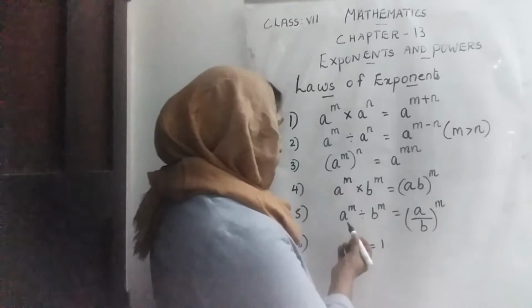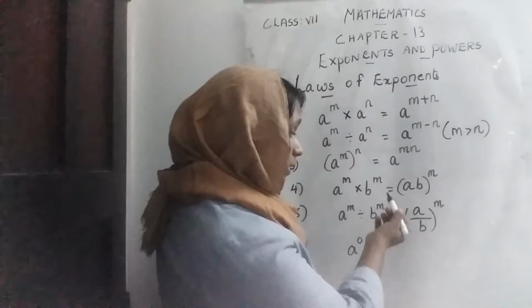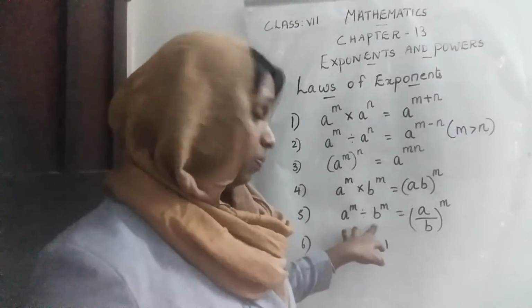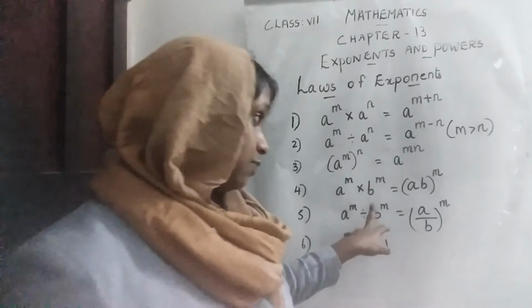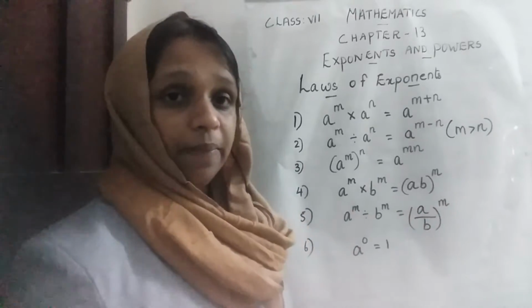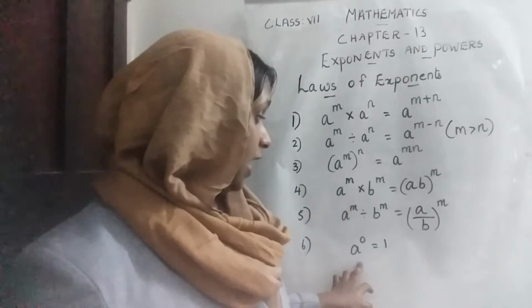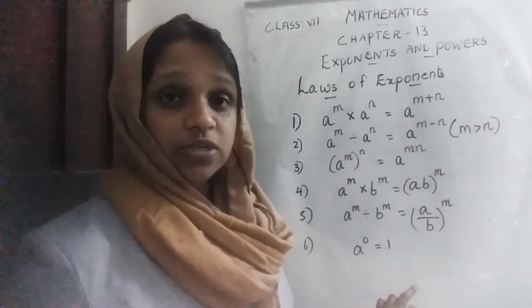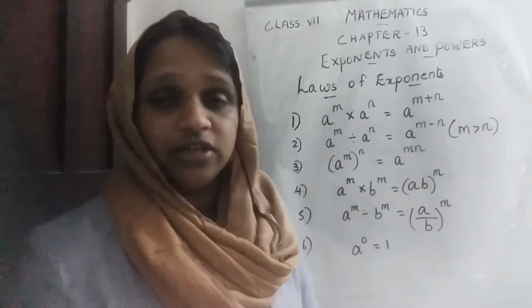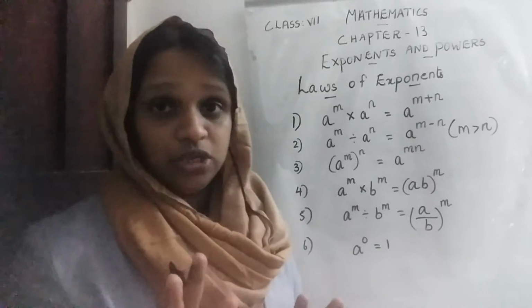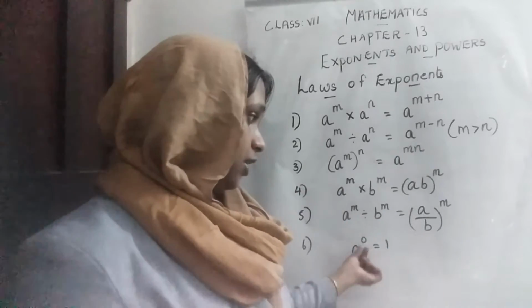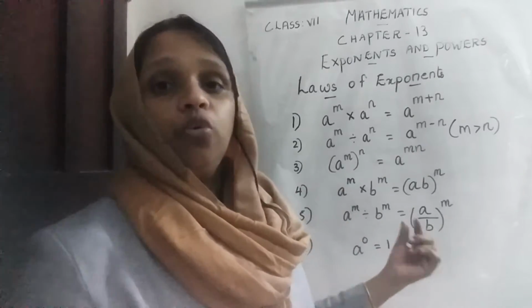Now see the fifth one: a raised to m divided by b raised to m. Here also the base is different, a and b, and the exponent is the same. In such cases, it is a by b raised to m. Now see the last one: a raised to 0 equals 1. Here a means any non-zero integer, that means a is not equal to 0. Except 0, for other integers, a raised to 0 equals 1.